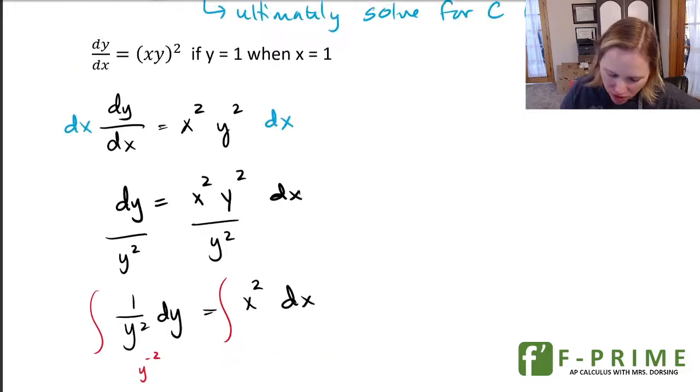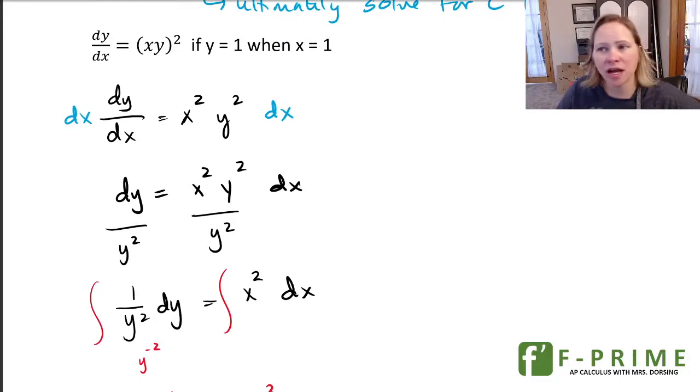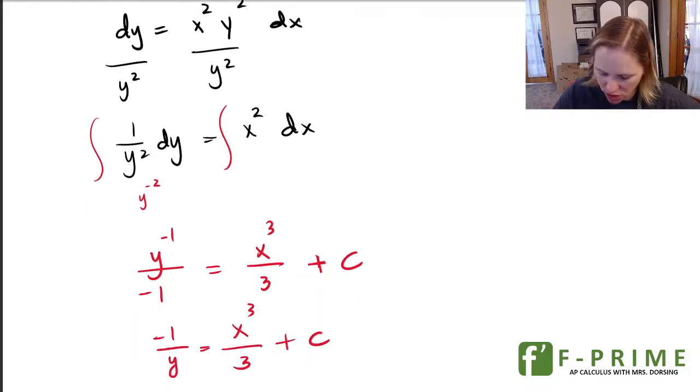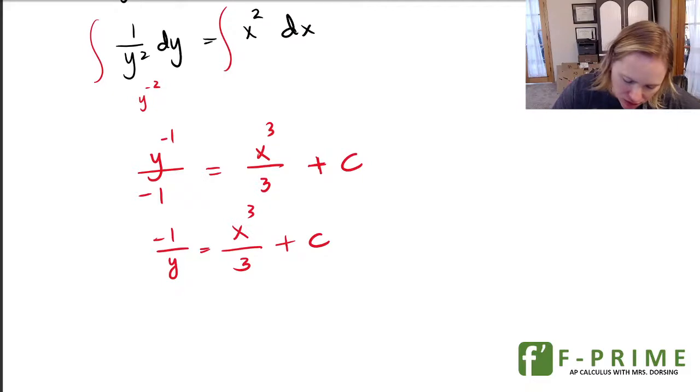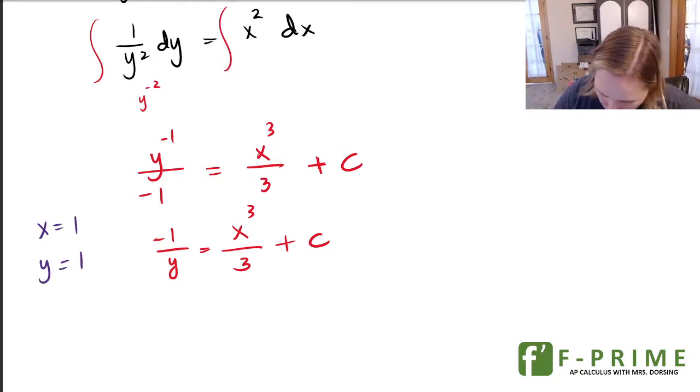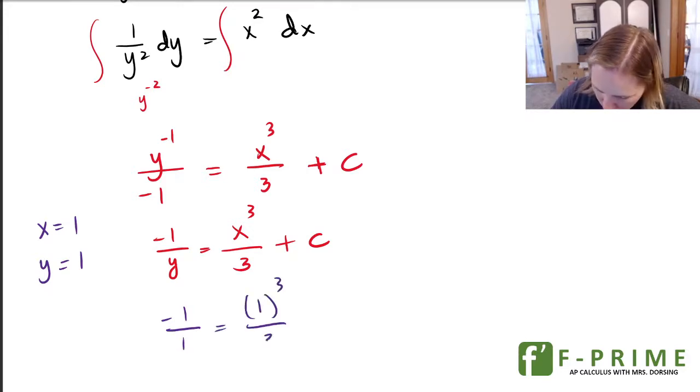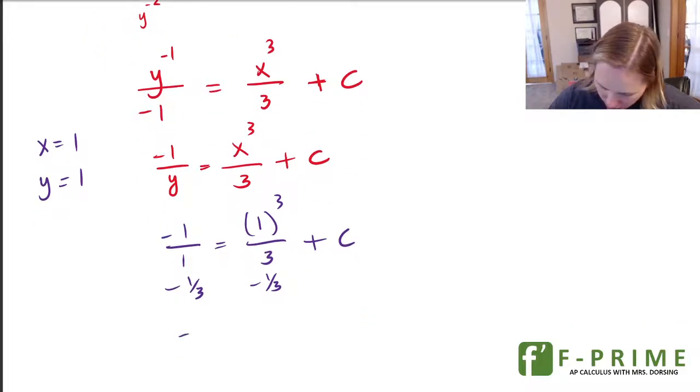And if I go back up to the original problem, it said y is 1 when x is 1. So I'm going to use that information right here, right now. Again, don't solve for y until you've found that constant. So we know when x is 1, y equals 1, and I'm going to plug those numbers in. -1 over 1 equals 1 cubed over 3 plus c. So -1, when I subtract the 1/3, that gives me -4/3 equals c.